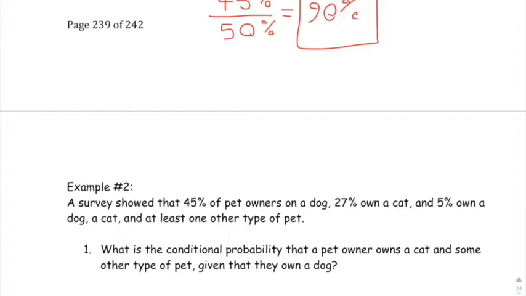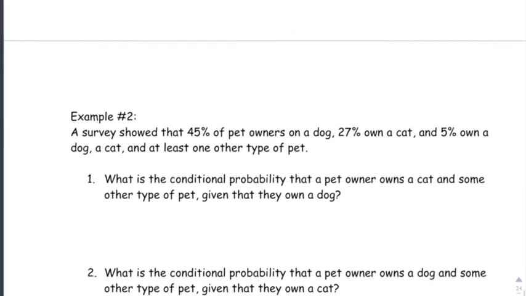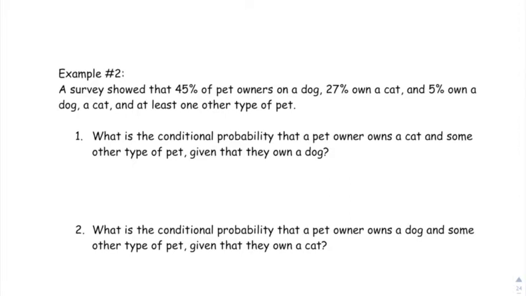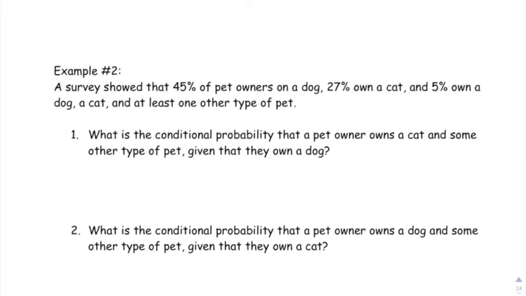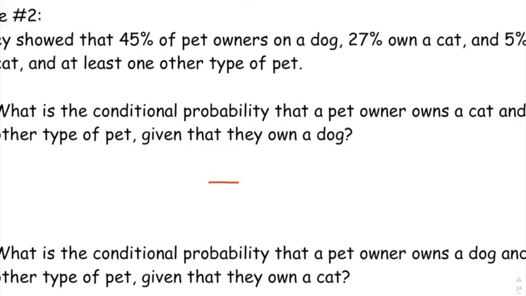All right, so this next one here. A survey showed that 45% of pet owners own a dog, 27% own a cat, and 5% own a dog, a cat, and at least one other type of pet. So we'll use that information here for the conditional probability. What is the conditional probability that a pet owner owns a cat and some other type of pet given that they own a dog? All right, so we're going to look at just the people that own a dog, and that'll be our 45% in the denominator.